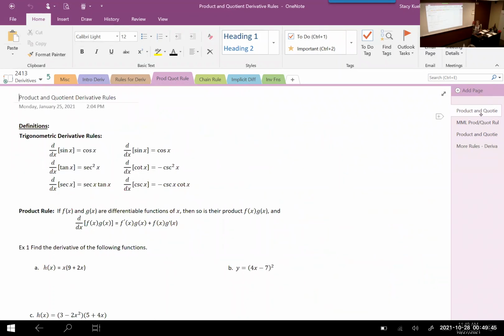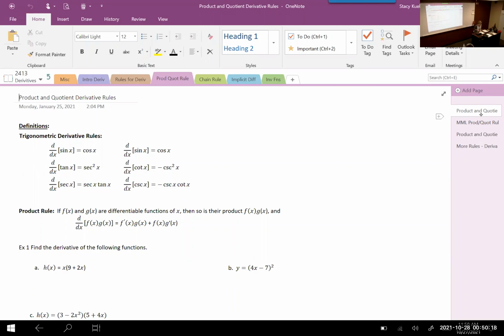The product and the quotient rule. What we talked about yesterday was the constant multiple rule. We learned the power rule, the constant multiple rule, the sum and difference rule, those are the ones we've done so far, as well as the derivative of e. What's the derivative of e? Right, the derivative of e to the x is e to the x.